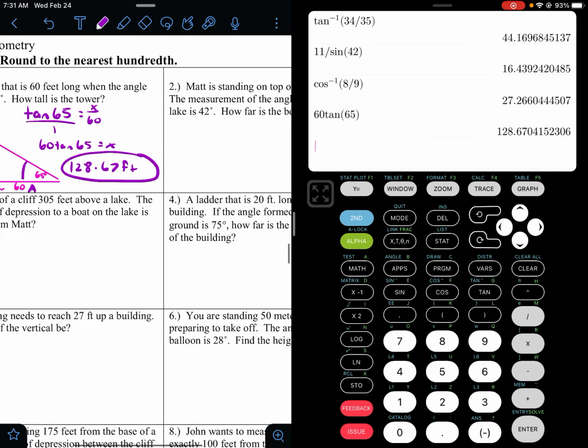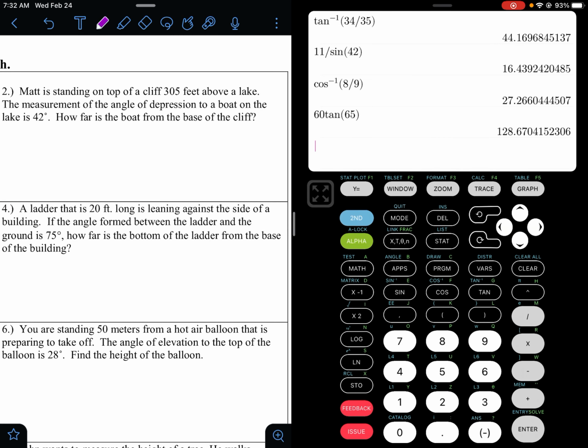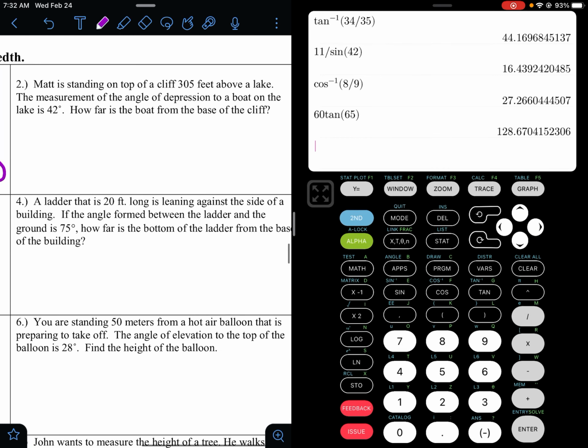Very cool. All right, let's try another one. Matt is standing on the top of a cliff at 305 feet above the lake. The measurement of the angle of depression to the boat on the lake is 42 degrees. How far is the boat from the base of the cliff?